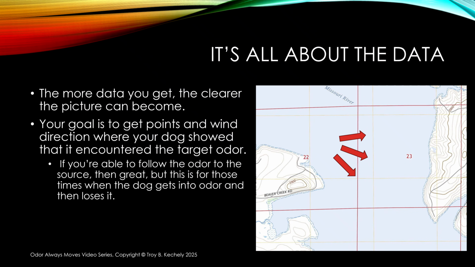But this is where all those times where the dog shows a negative, or shows an indication that they're in odor, and then they lose it. It's a negative, or maybe multiple teams are out, and a lot of them are showing changes in behavior at different points. Those are the kind of things that we want to be logging, where it's not a crystal clear follow-to-source type thing.